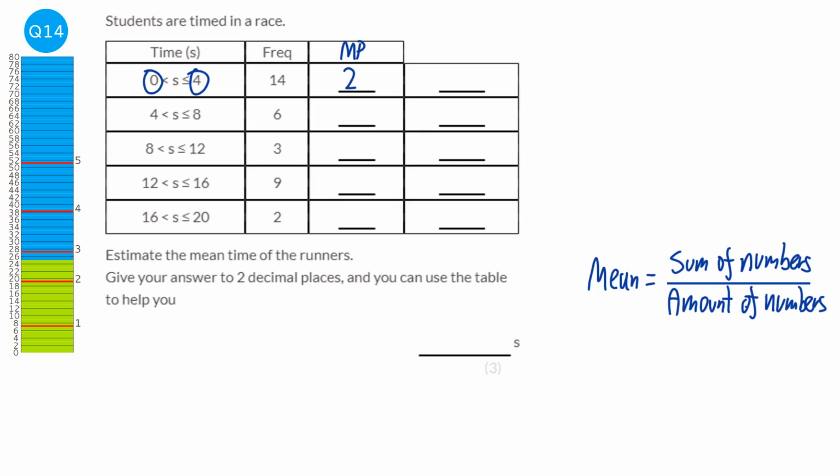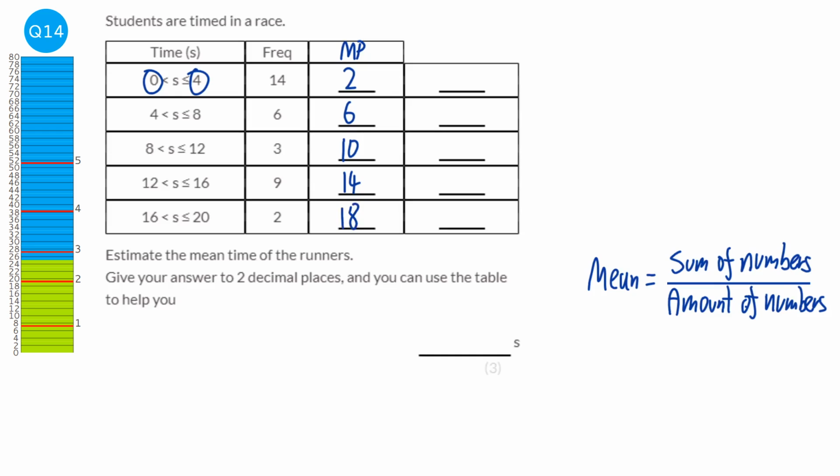Same with the 4 and the 8. Halfway between 4 and 8 is 6, and you can add them together, 12 divided by 2, which is 6. Go down finding the midpoints, and we're just going to assume the students all scored the same amount, all got the same time.